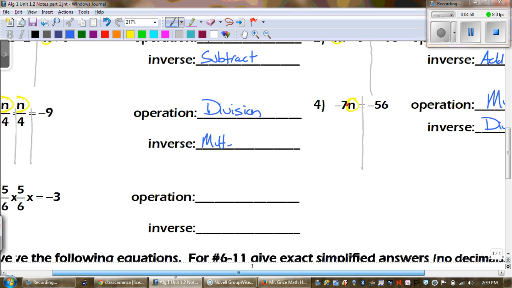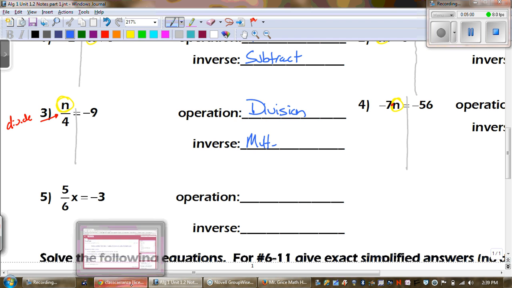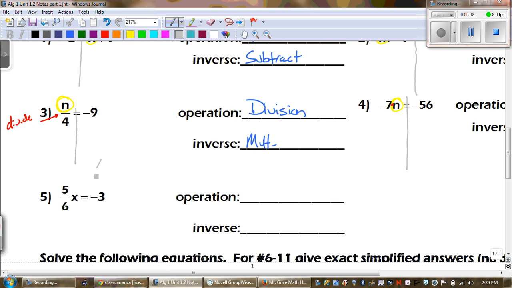And number 5. There's my exponent, my variable. Now, what's going on? Well, we are multiplying by a fraction. This is the only one where we're actually going to be doing something different.